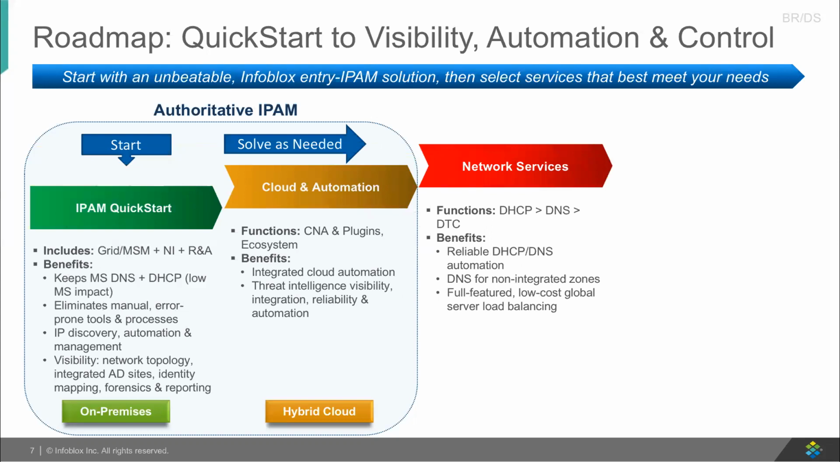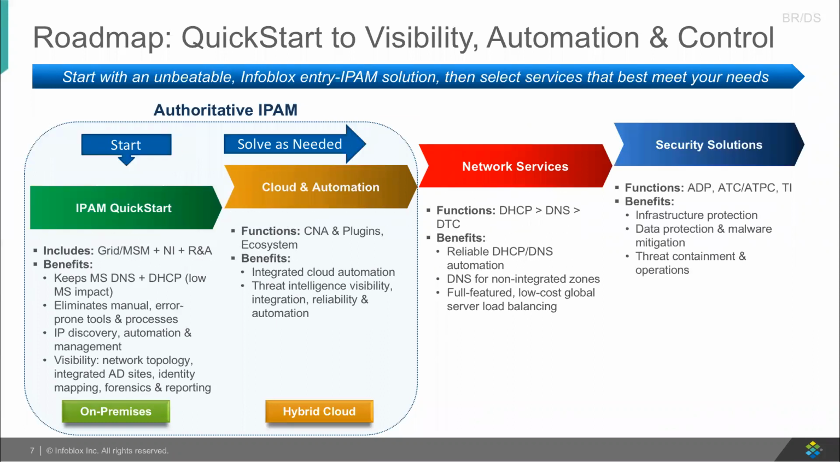And then you have DHCP and DNS services. You can also overlay DTC, which is our DNS Traffic Controller, which is a combination of a global server load balancer and DNS server in one package. And even that you can take steps to going there. If you wanted to, you could use Infoblox DNS for recursive and recurse out to a Microsoft authoritative DNS server. And then once you have DNS in place, you can then take advantage of security solutions as well.